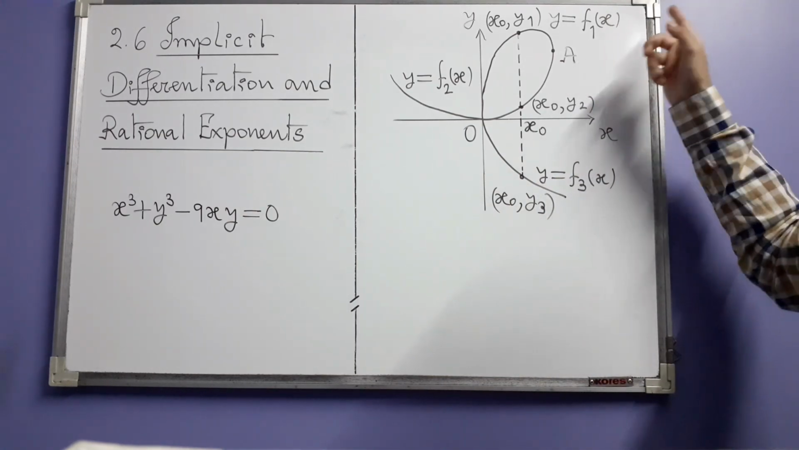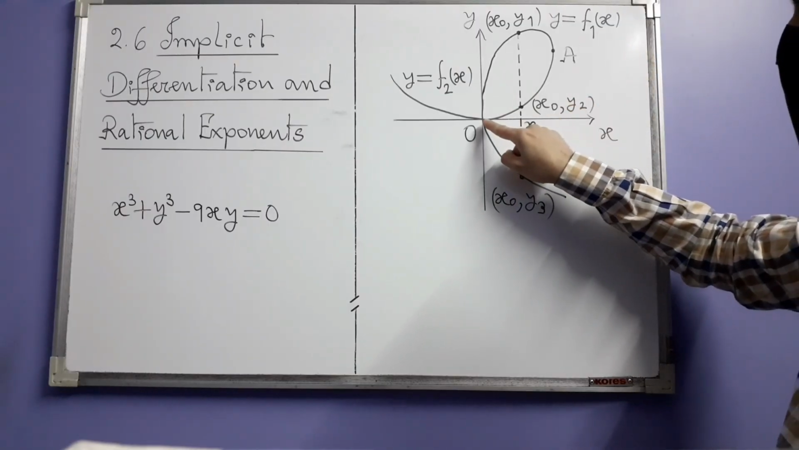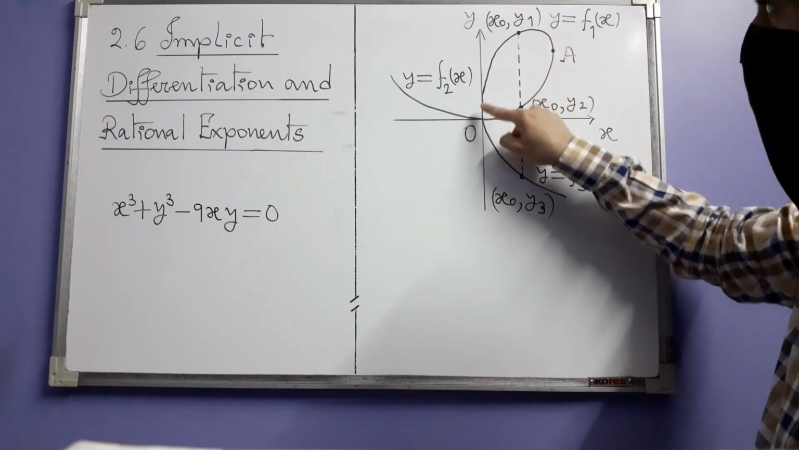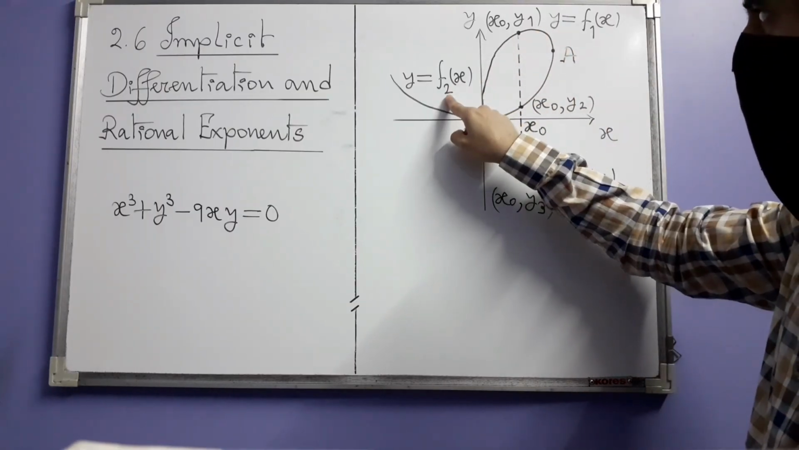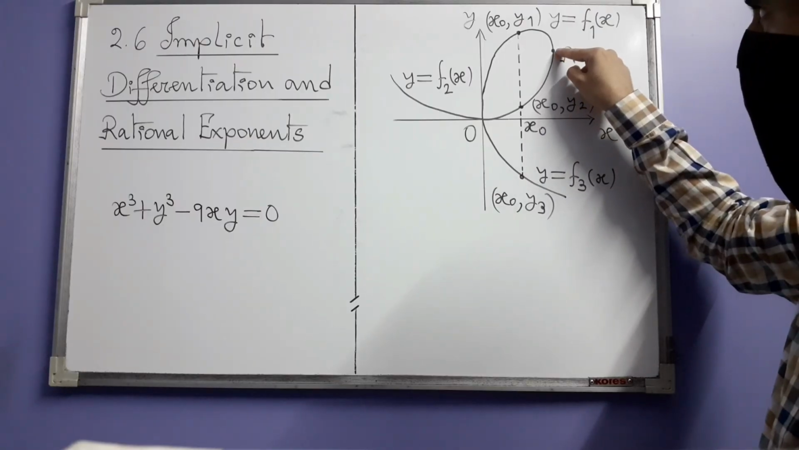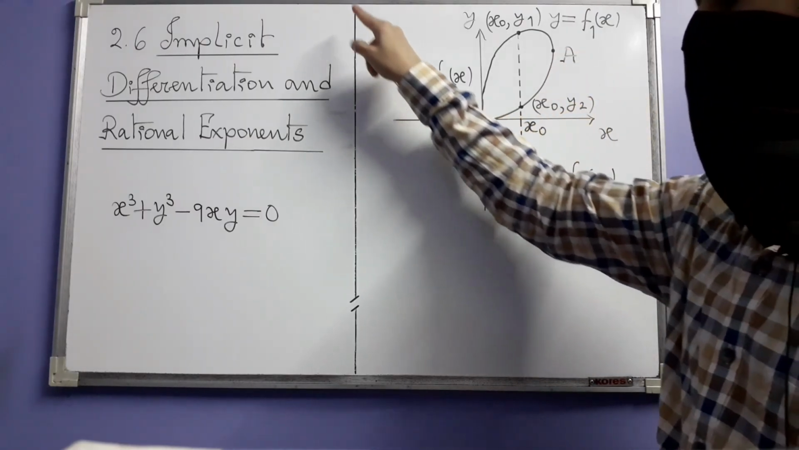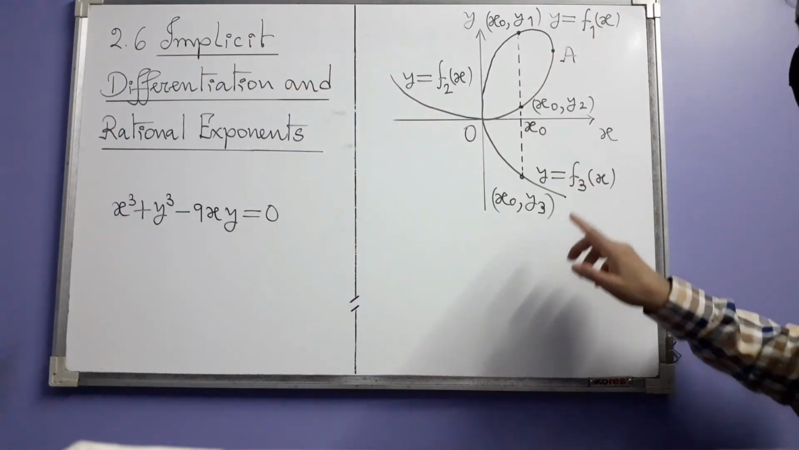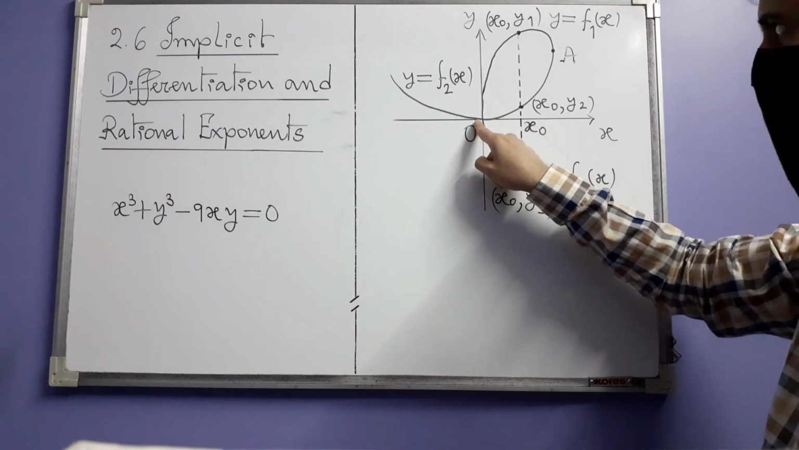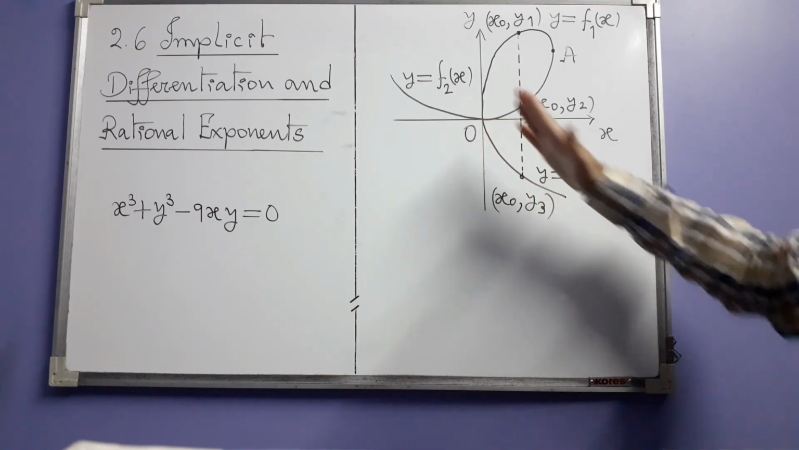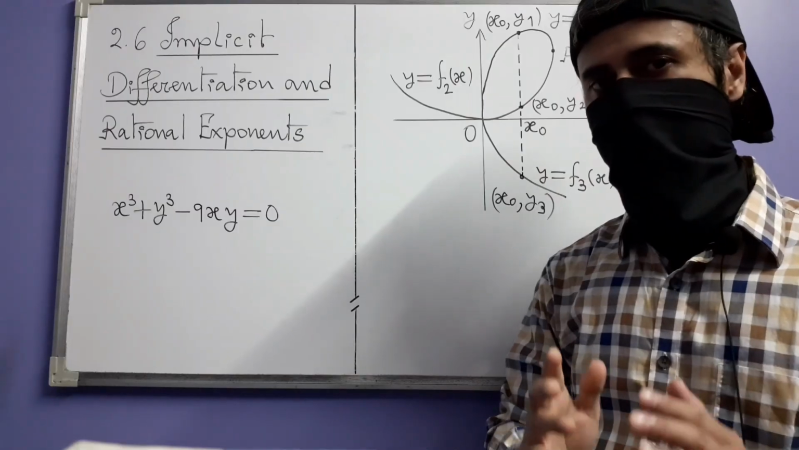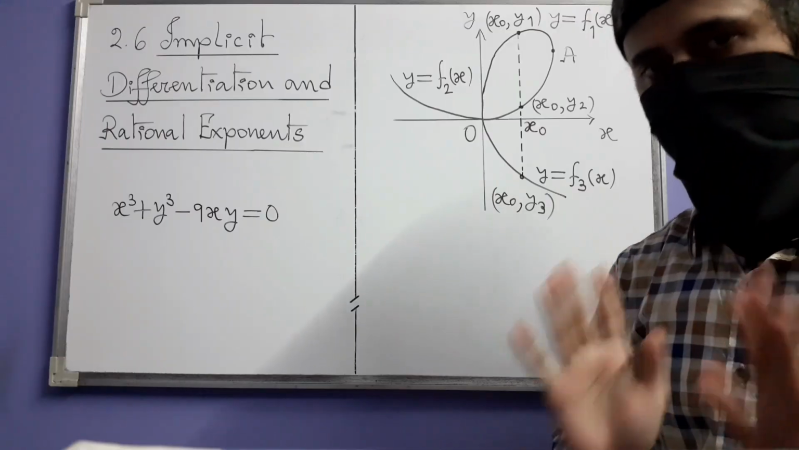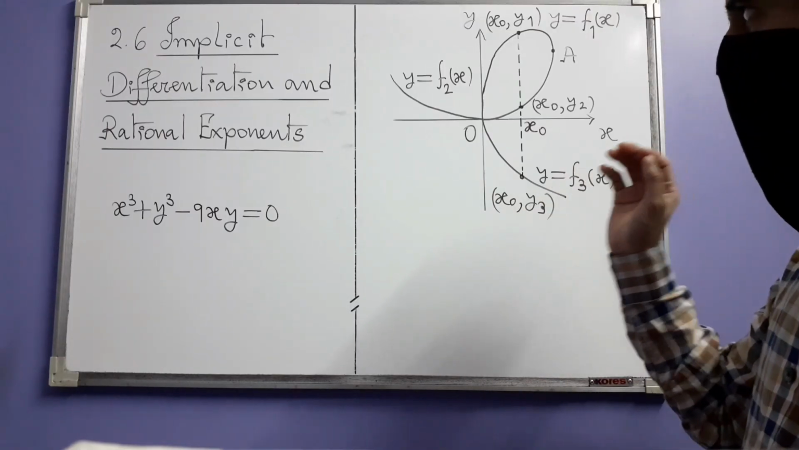One of them is some function f1 whose graph is the upper part of this loop between O and A, this one. Another function is f2 whose graph starts from A here and extends indefinitely on that side, that means this one. And there is another function f3 whose graph starts from O and extends indefinitely on that side. These individual curves, which are parts of this entire thing, are graphs of some functions.